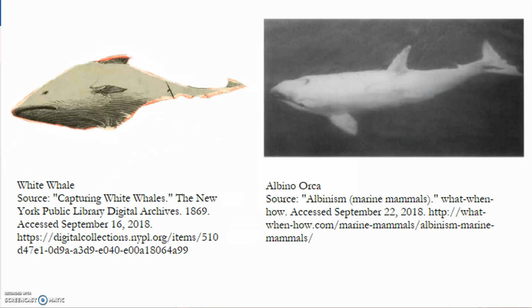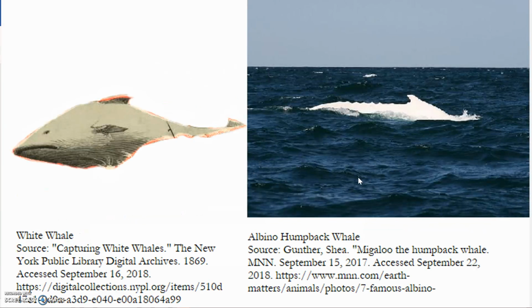So moving forward, we have an albino orca, which has some similarities in the pectoral fin. We see some with the dorsal fin, but again, differences in especially this bulbous feature on the tip of the orca's nose, which doesn't exist in our print. And then this is an albino humpback whale. We see some similarities with the dorsal fin, but little else. We can't really see too much more in this image we have.